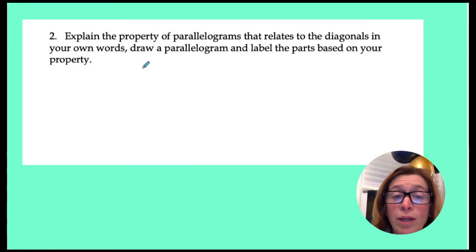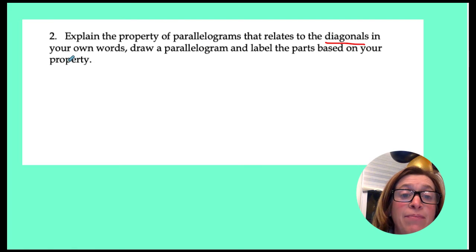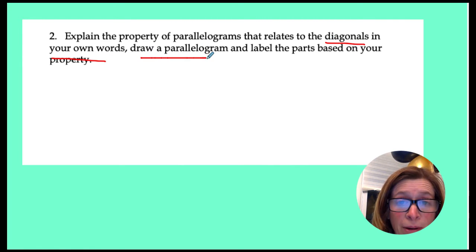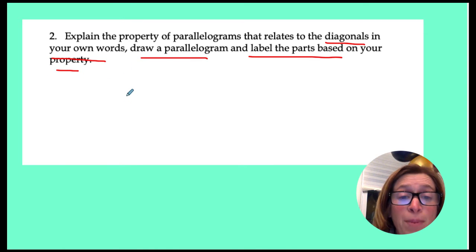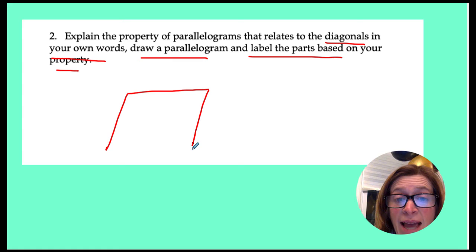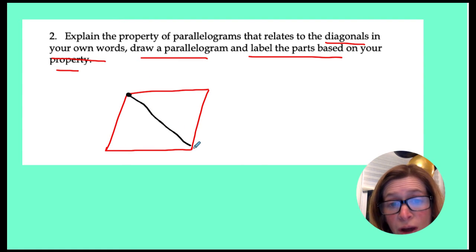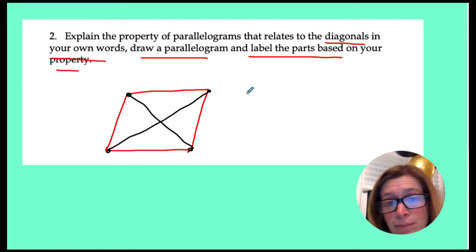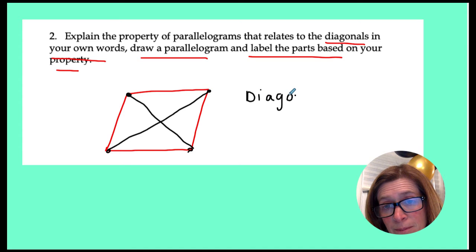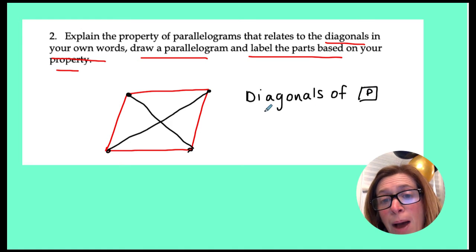All right. You didn't really love the language on question number 2. It says, explain the property of parallelograms that relates to the diagonals in your own words. Draw a parallelogram and label the parts based on your property. All right, well, the property of a parallelogram that relates to the diagonals, which are the lines that go from corner to corner on the inside: the diagonals of a parallelogram bisect each other.